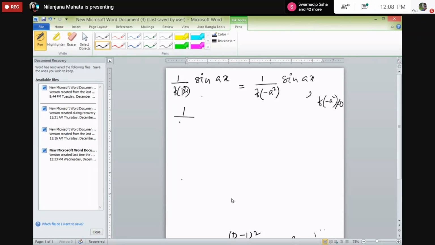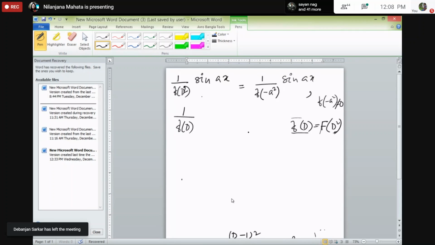Suppose I am writing this as 1 by f(D), and I am writing f(D) as another function of D square. Here I am writing D square because it is just one step. Otherwise, suppose you are given any differential operator f(D); all the terms you can write in terms of D square.